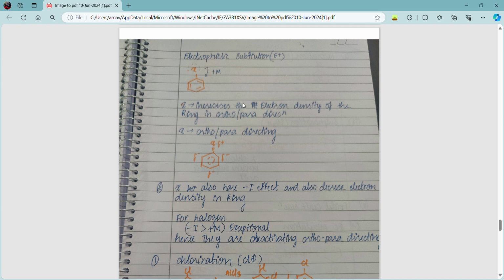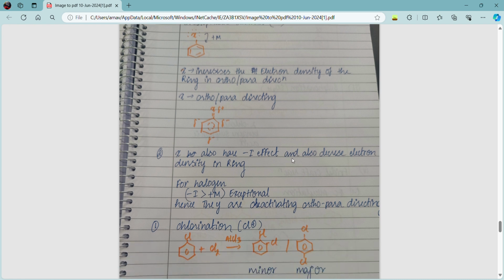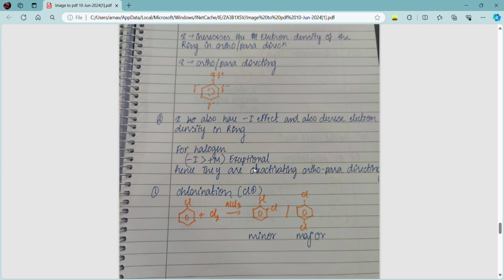X increases the electron density in the ortho-para direction. But you also know that chlorine is a minus I group, not a plus I group. It withdraws electrons. It has a minus I effect and also a plus M effect. Plus M means resonance, it gives electrons in resonance. For halogens, a special case, minus I dominates plus M. So it is actually deactivating and ortho-para directing.